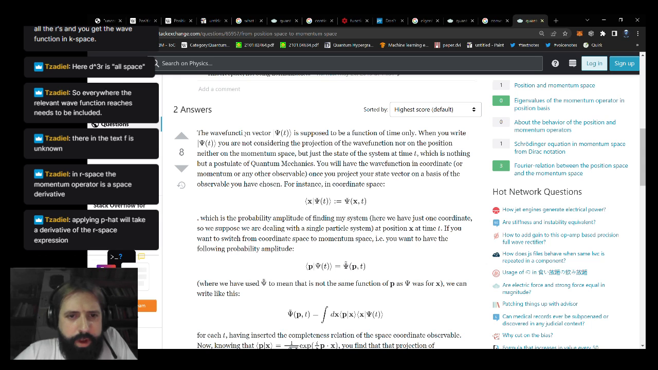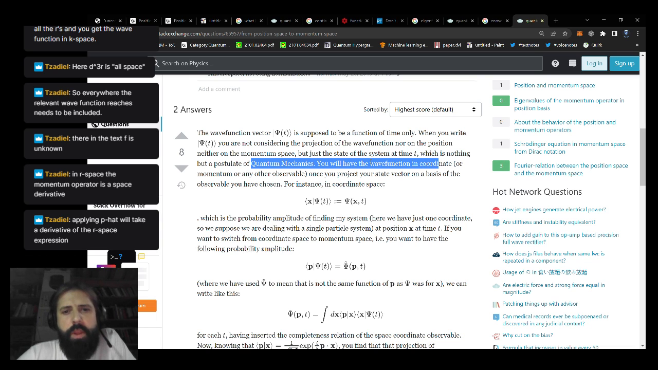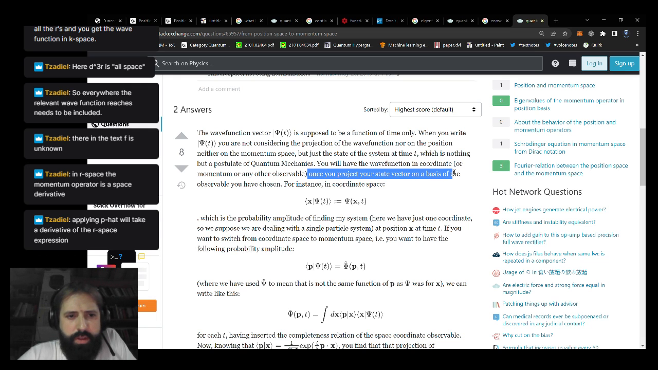The state vector is supposed to be a function of time only. When you write t, you're not considering the projection of the function on the position or momentum space, but just saying that the system at time t, which is nothing but a postulate of quantum mechanics, will have the wave function. You will have the wave function in coordinate or momentum or any other observable once you project your state vector on the basis of the observable you have chosen. For instance, in coordinate space, then you do this.